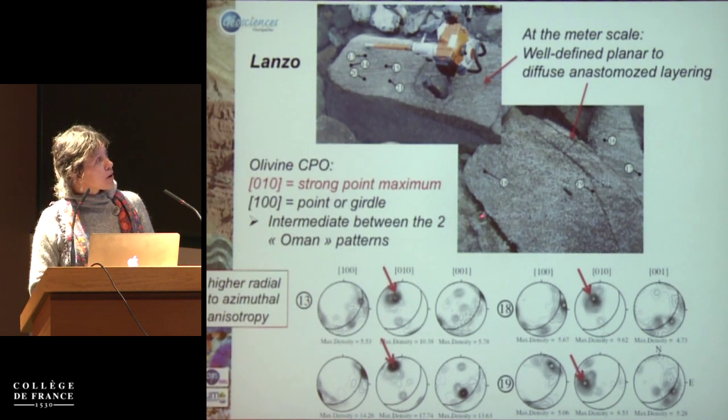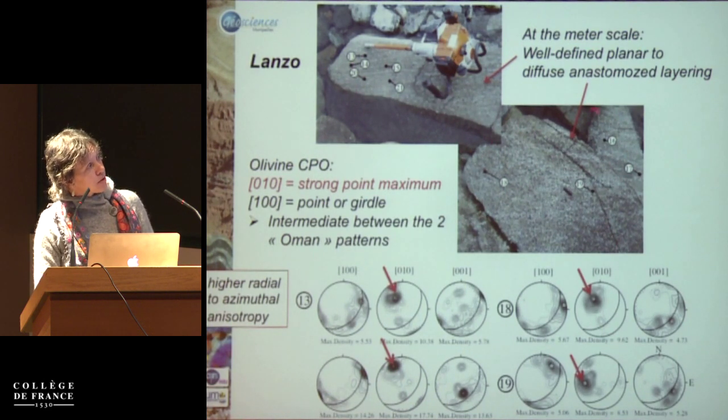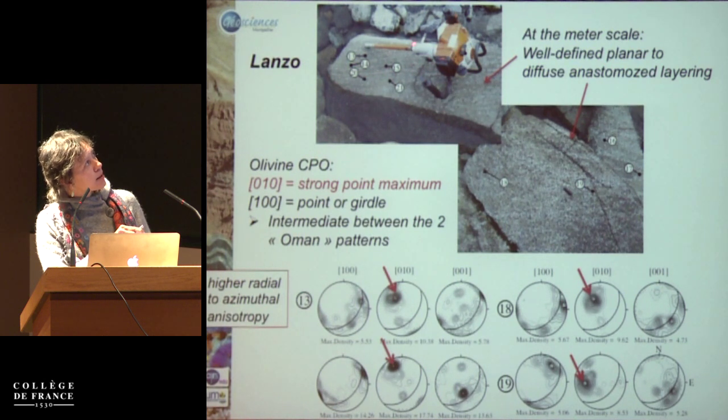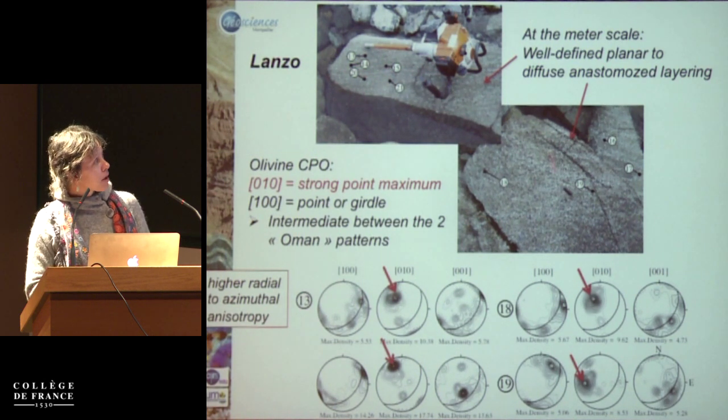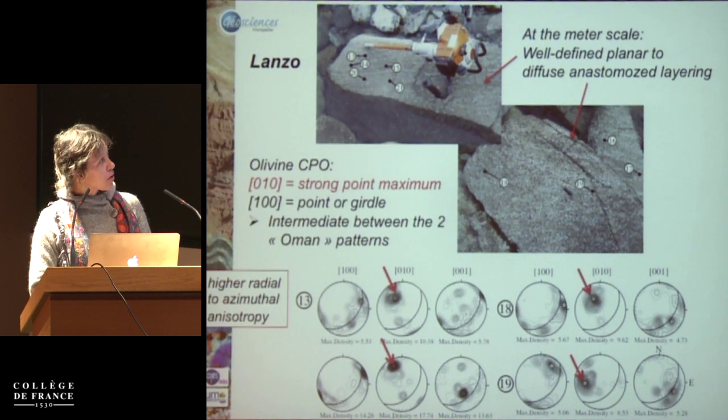When you look at the crystal preferred orientations, and you have transitions, I forgot to say, from something where the melt is quite homogeneously distributed, you still have a preferred orientation of these plagioclase-rich pockets, to some places where we start to have a real segregation of plagioclase-rich and olivine-rich layers. When you look at the crystal preferred orientations, we have both patterns you saw in Oman: the ones with the girdle distribution of the A-axis and strong B-axis distribution, and some that still have a very strong B-axis distribution, but where the A-axis is more strongly aligned parallel to the lineation.